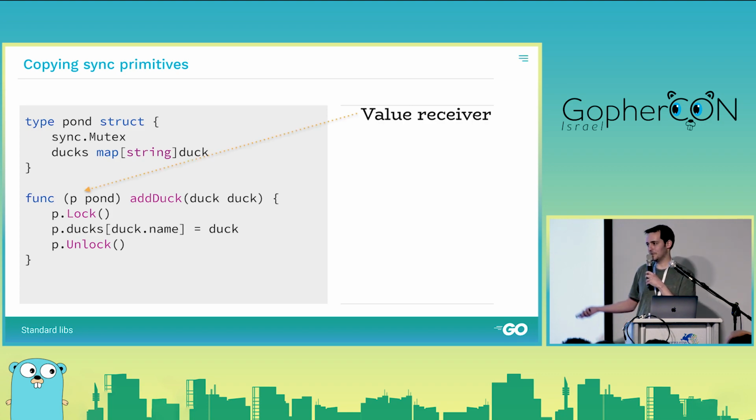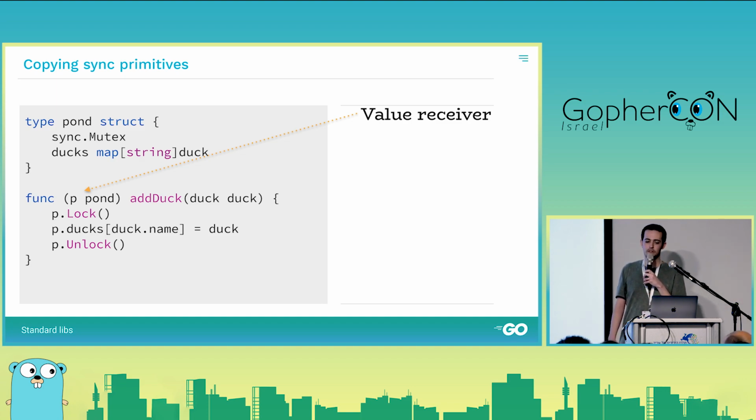Okay, so you might have guessed, or you might have just seen it. The bug is that we're using a value receiver, not a pointer receiver. A value receiver means that this receiver pond will get copied each time addDoc is called. So by copying pond, you also copy the mutex, and we've already seen that copying the mutex is a bug. Now the lock is useless, and we have no protection.